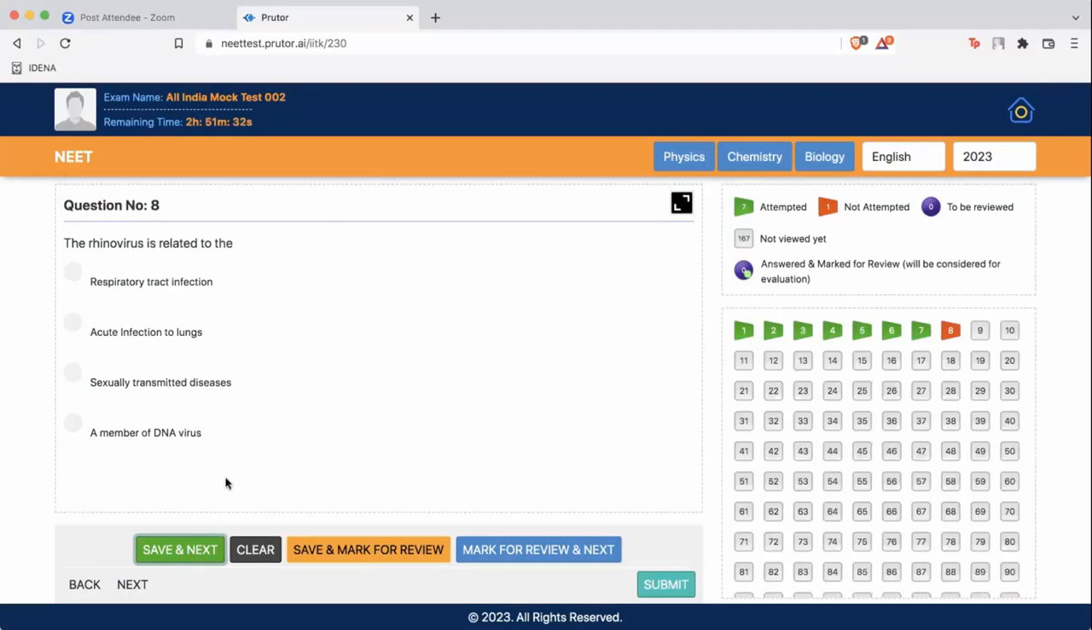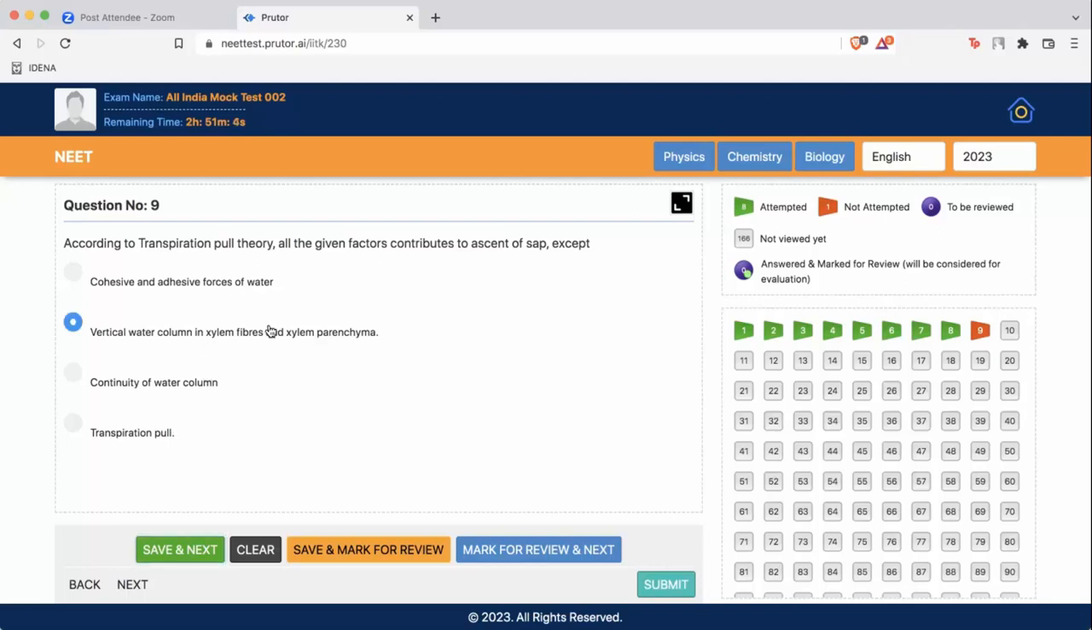The rhinovirus is related to respiratory tract infection. It's the one that causes your common cold. According to the transpiration pull theory, all given factors contribute to ascent of sap except. Cohesive forces contribute to continuity of the water column; transpiration pull contributes, except for the vertical water column. I think that does not contribute.